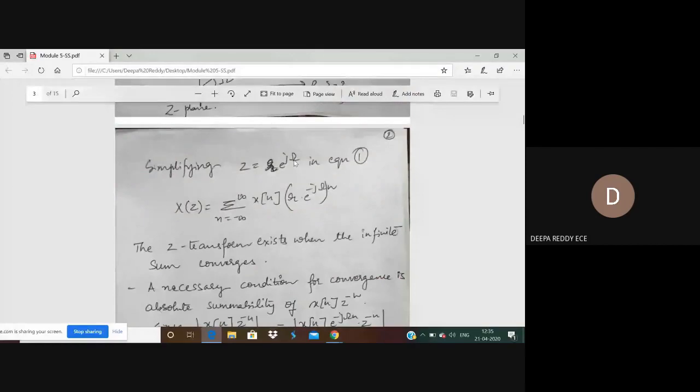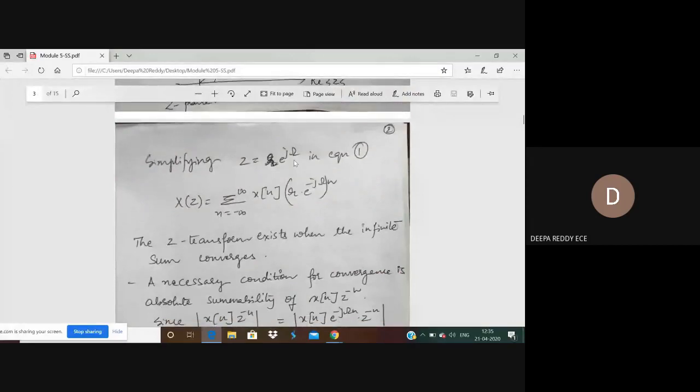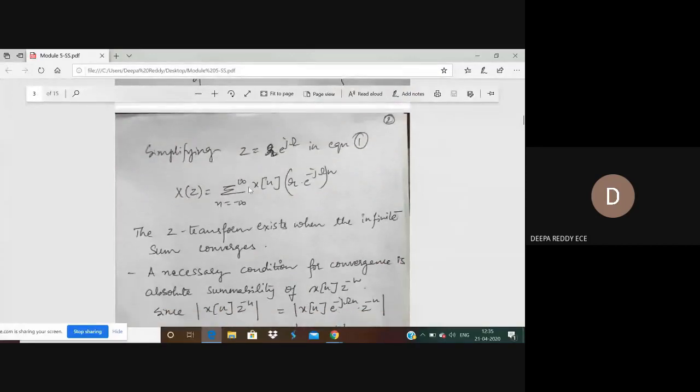So X of Z is equal to summation over n from minus infinity to plus infinity of x of n, R e to the power of j omega, and that raised to the power of minus n. It is actually minus n, but I have brought the minus inside. So it is R e to the power of minus j omega n, because it is x of n, Z to the power of minus n. So the negative is inside.